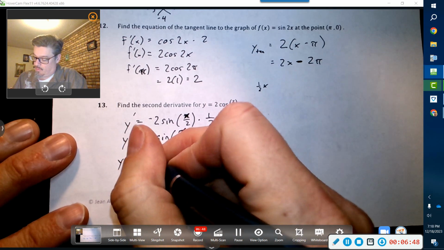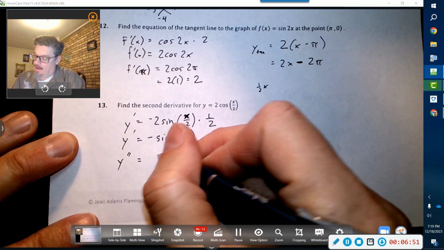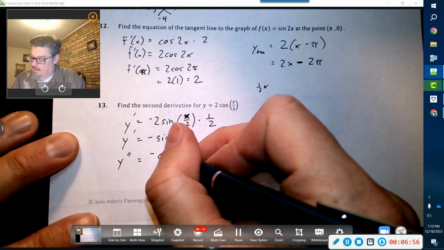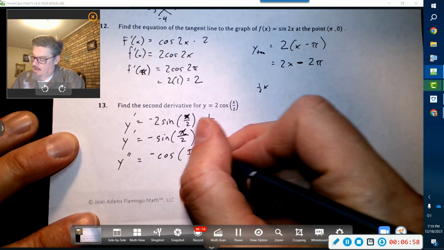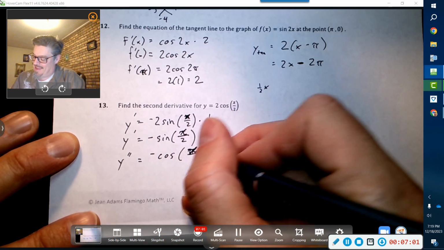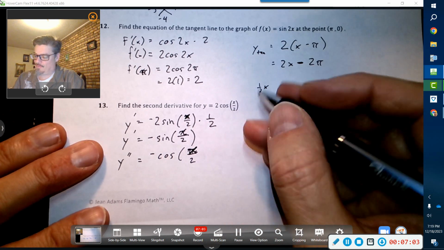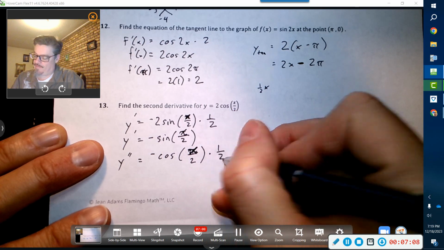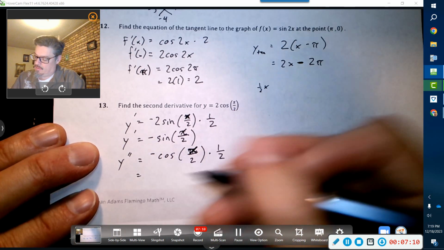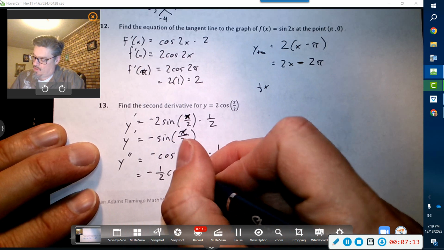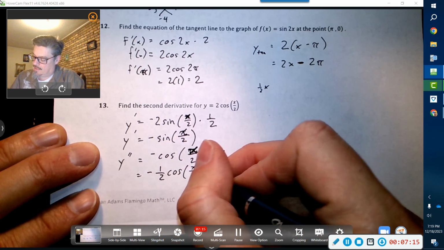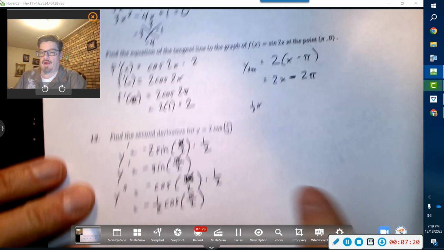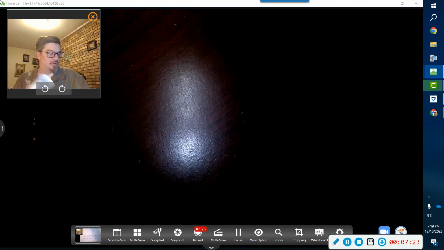So y double prime is now, it's still negative because the sine derivative is cosine. Okay. I wrote pi again. Why is this pi over 2? I guess I'm just used to writing pi over 2. So x over 2 times 1/2. That gives us negative 1/2 cosine of x over 2. I did it. Okay, that is the second derivative. All right, let's see, we're at the 7-minute mark. I guess we'll stop right there.